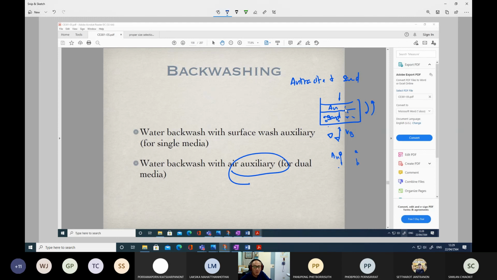So to increase the efficiency of the backwashing, for the dual media, at least we need to blow the air. Backwash with the air auxiliary. Water backwashing is always required, but we have to blow the air along with the water, so that the air will help to remove the dirt attached on the surface.